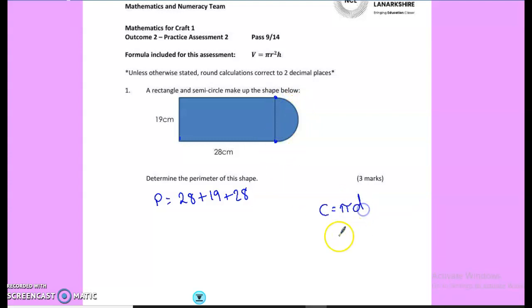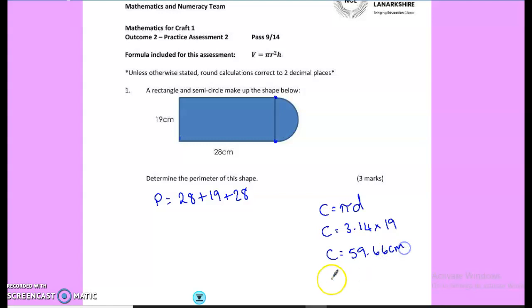Perimeter of a circle is called the circumference. Find the circumference by doing pi times the diameter. Pi is 3.14, diameter of the circle here is 19. So we'll do 3.14 times 19. That gives me 59.66.